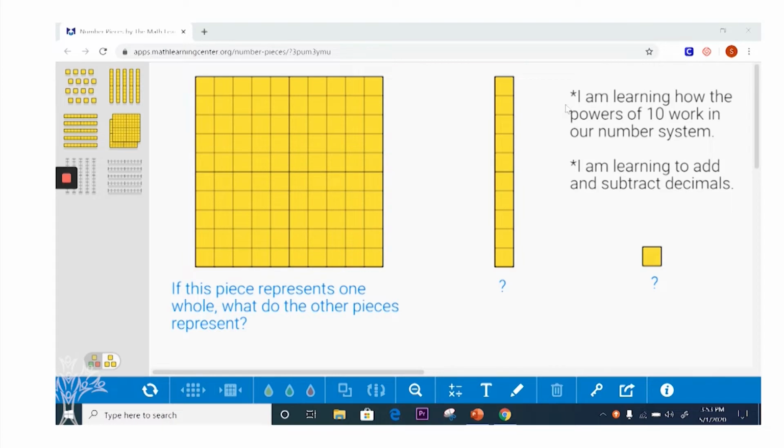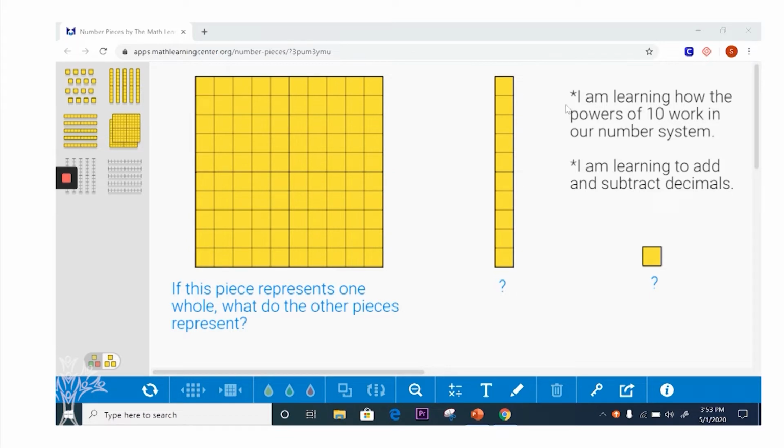Great, are you ready? Today's learning targets are: I am learning how powers of 10 work in our number system, and I'm learning to add and subtract decimals. Some of this is going to be very important review for our next few lessons.